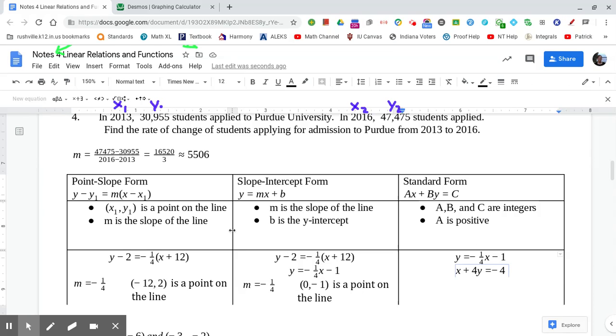So those are going to be the 3 main forms that we focus on for linear equations. Please be comfortable going back and forth between all of them or being asked to write an equation in a very specific form.